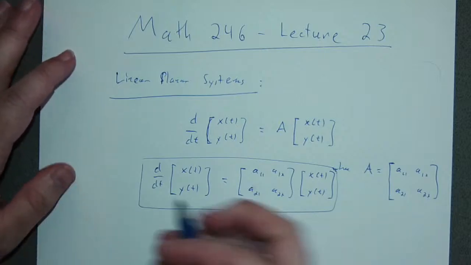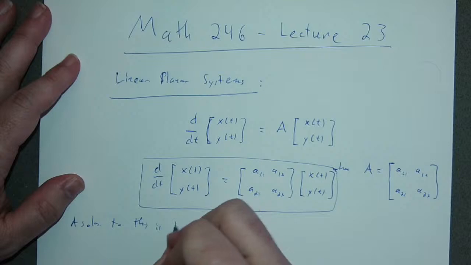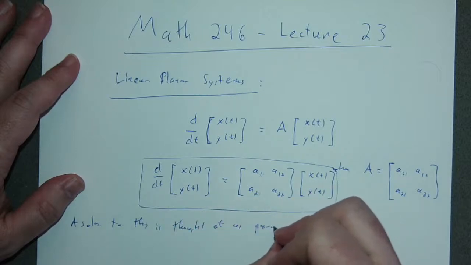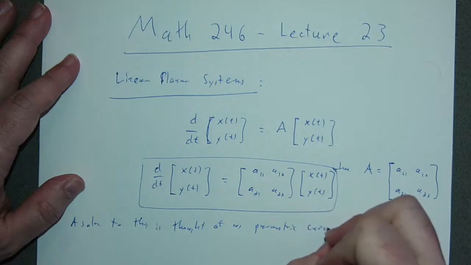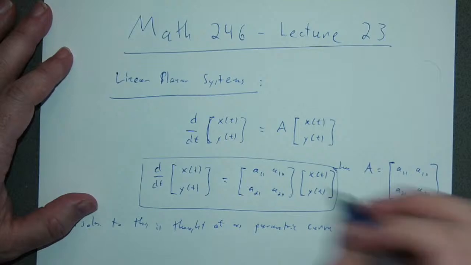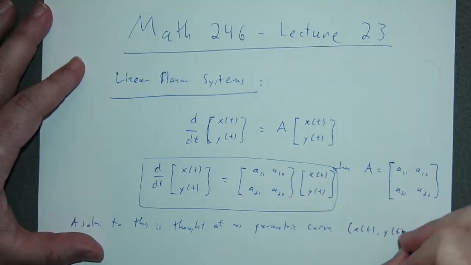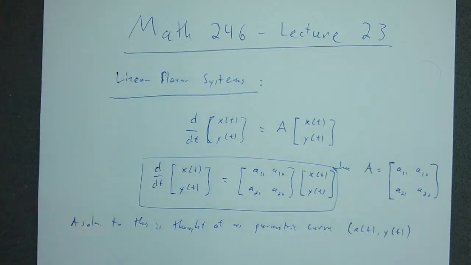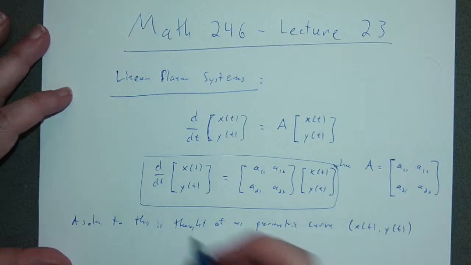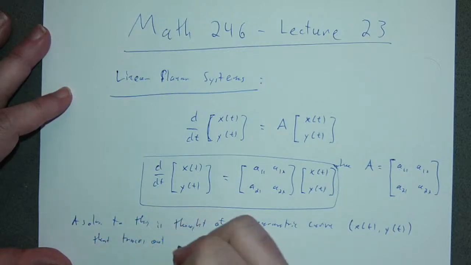That's to stress that a solution to this is thought of as a parametric curve. We know that we can identify a vector (x, y) with points in the plane. These points depend on t. This is actually a parametric curve with ordered pair given by these two functions of t, x(t), y(t), thought of as a parametric curve that traces out a trajectory in the plane.